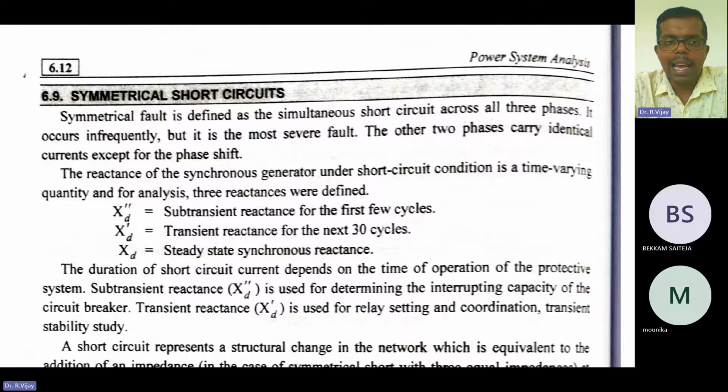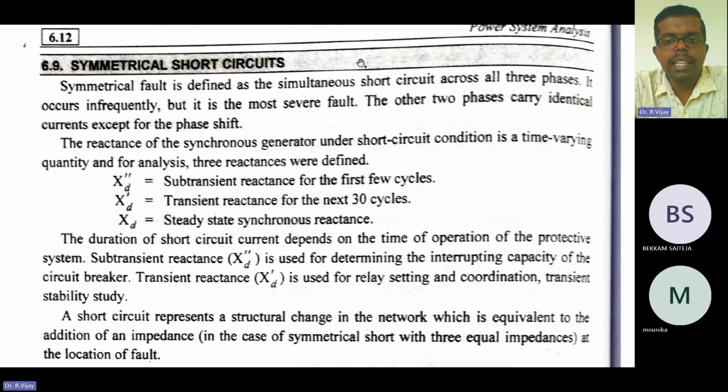The other two phases carry identical current except for the phase shift. So when this condition happens, the other two phases carry identical currents. Next, the reactance of the synchronous generator under the short circuit condition is a time varying quantity. For analysis, these three reactances were defined. Already we have seen one diagram in which we saw what is subtransient reactance, how it happens, what is transient reactance, and what is steady state synchronous reactance. We have seen everything in that diagram itself.